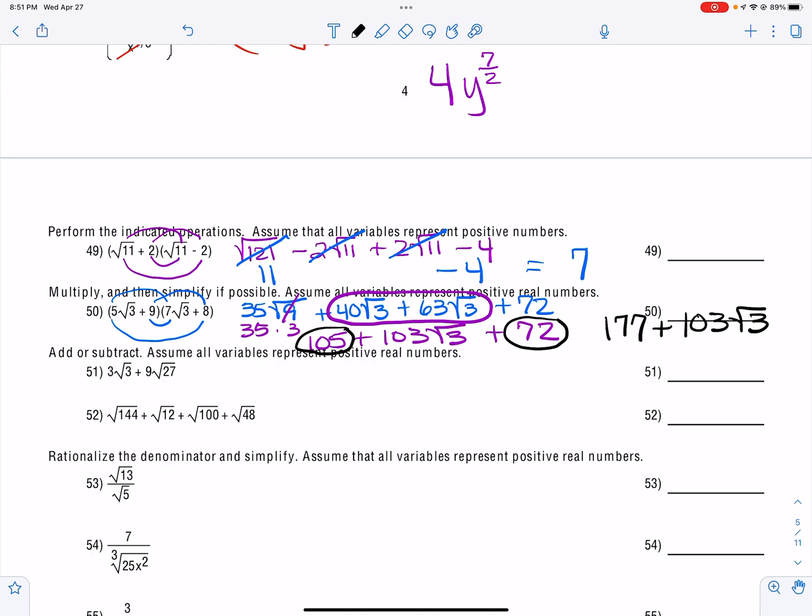Now, in order to add or subtract radicals, you have to have the same radicand. So I'm going to come over here because this radicand is 27, and that is not going to be able to be added to 3 radical 3. So I'm going to take 27 and I'm going to break it up as radical 9 times radical 3, which is 3 radical 3.